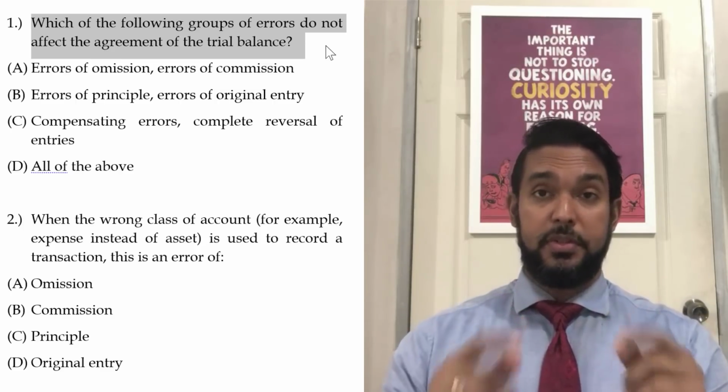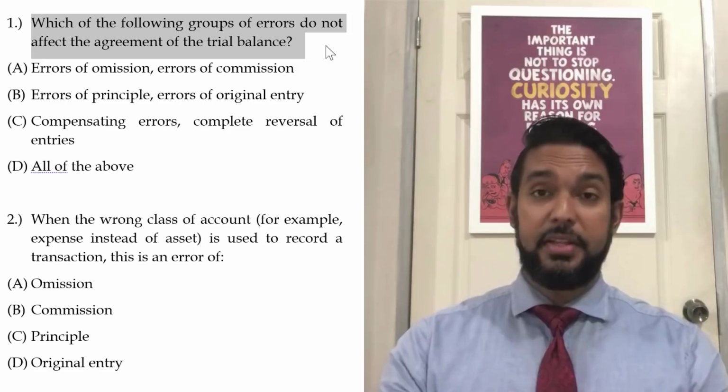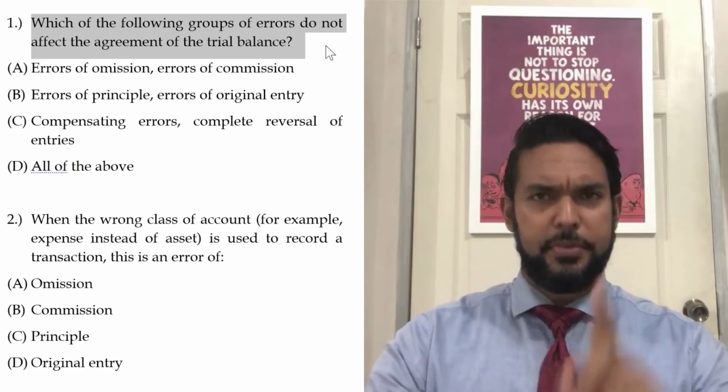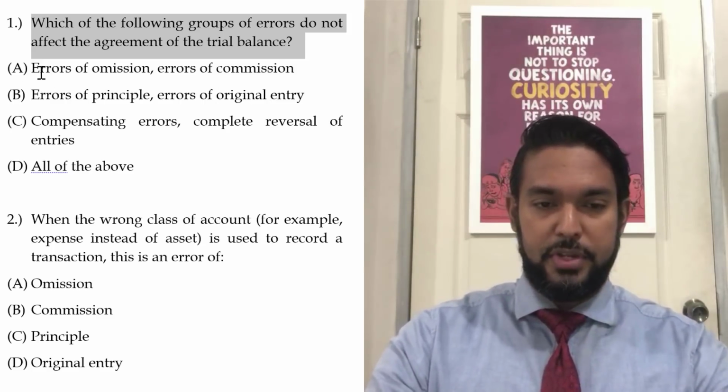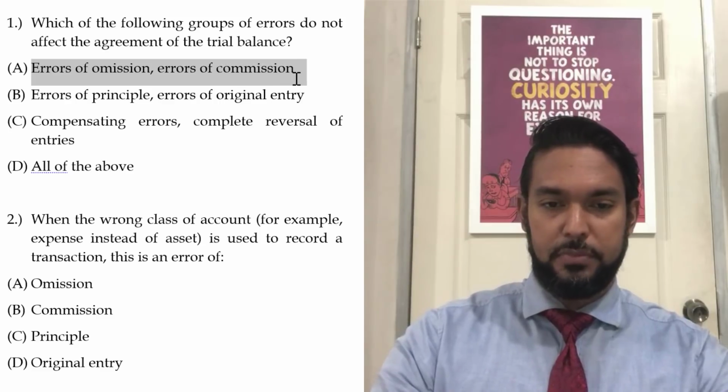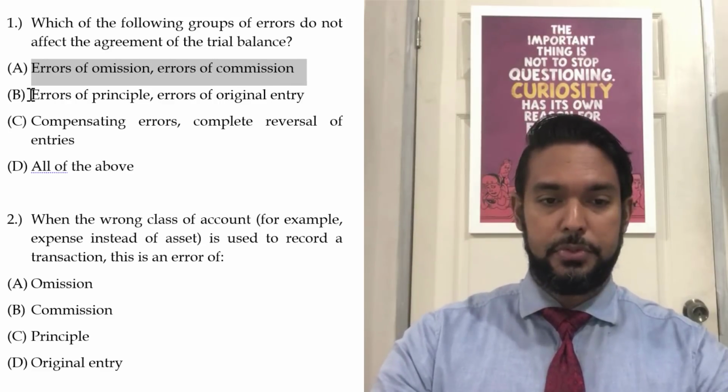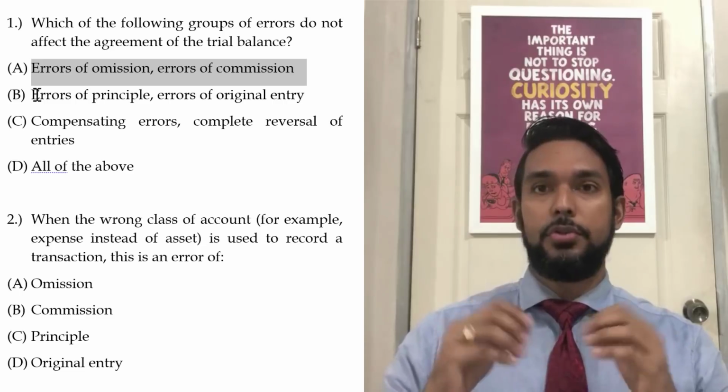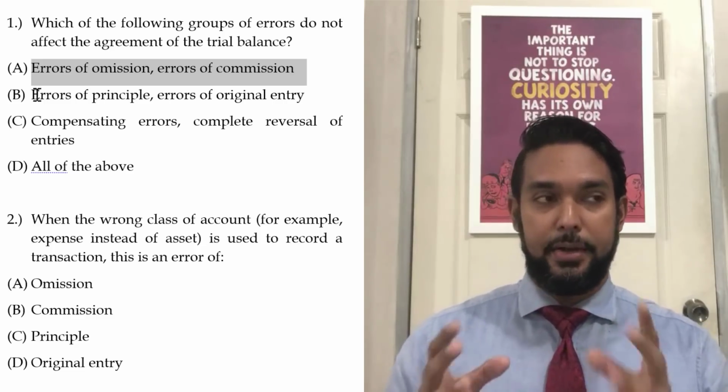If you know this topic already or you know your notes, then you might take a look at the answers and realize which one it is. But for those of you who may not know, let's take a read. So we have errors of omission, errors of commission. Both of those. An error of omission is where you totally leave out or omit a transaction.